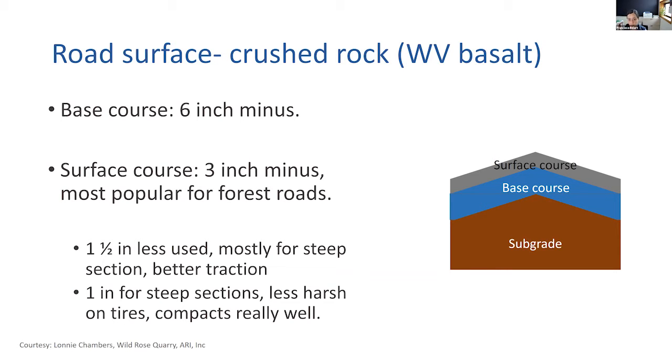Of course, each course has to be very well compacted, and the reason why a larger rock is used right after the subgrade is because it provides better drainage, right? So we have bigger rock, we have bigger gaps in which the water can drain. But if we wanted to have 6-inch rock on the very top of the surface course, that's a little too rough on the tires. In other cases, when there are very steep sections, a smaller size rock is used because that helps with the traction.